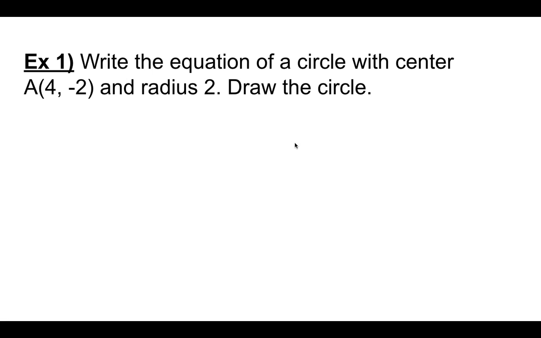All right, well, just a reminder, the general equation of a circle is the quantity of x minus h squared, plus the quantity of y minus k squared, and that's equal to r squared. So remember, x and y represent a point on the circle, and then h and k represent what? The center. So we're given the center, and then r represents the radius, and we're given the radius.